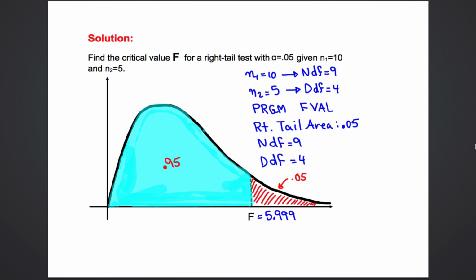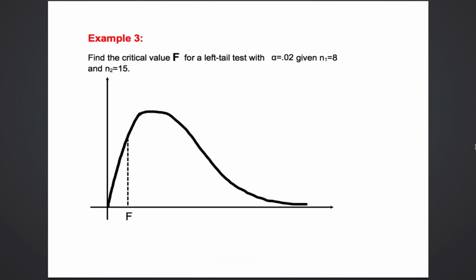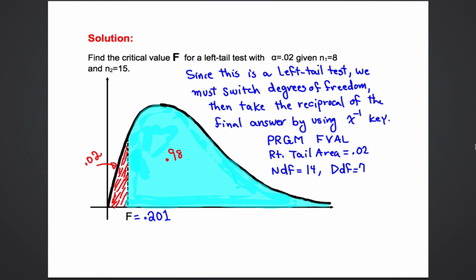Let's look at another example. We want to find the critical value F for a left tail test with alpha equal to 0.02, n1 equal to 8, and n2 equal to 15. Since this is a left tail test, we need to switch the degrees of freedom. So our numerator degrees of freedom will be 15 minus 1, which is 14, and the denominator degrees of freedom will be 8 minus 1, which is 7.